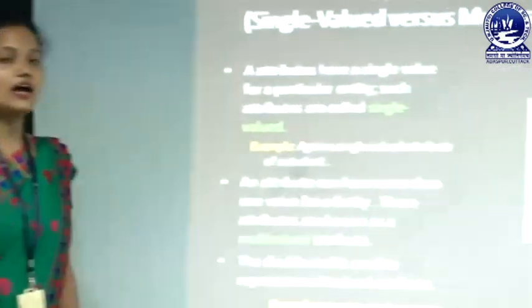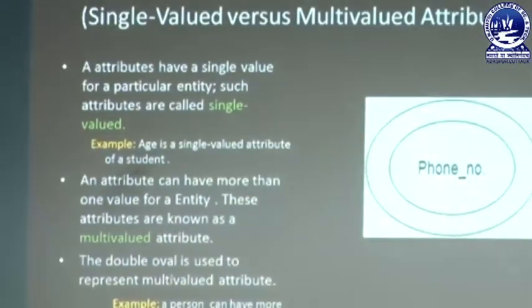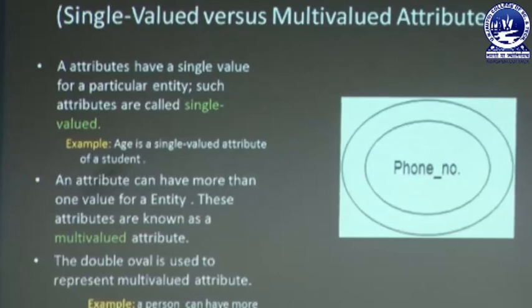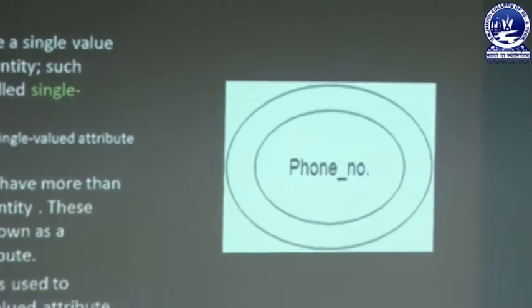Suppose hobby is one of the attributes of student entity. A student's hobby may be playing cricket, listening music. That means the hobby attribute contains more than one value for a particular student. Similarly, phone number attribute of a student entity may contain more than one value, because we know a student has more than one phone number. And multi-valued attributes are represented by using double oval symbol. You can see in the picture in your ER diagram.